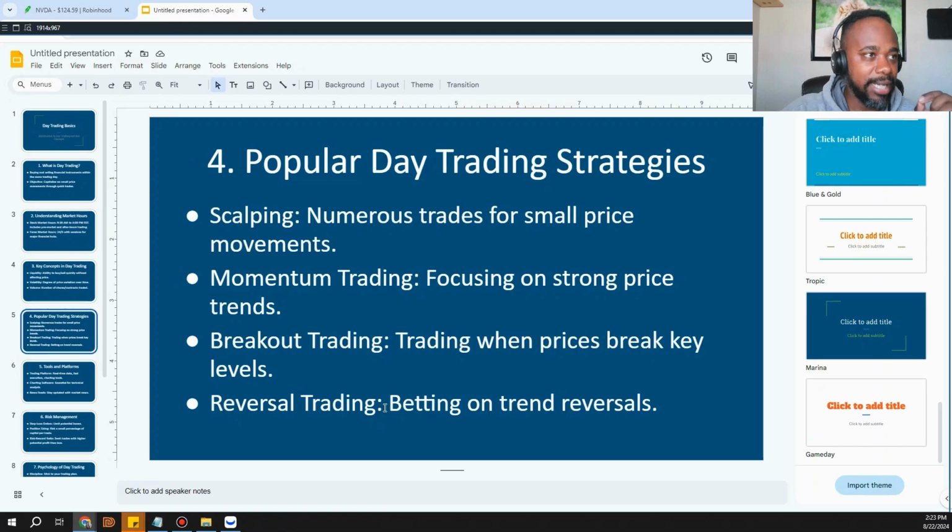Okay. And then you've got reversal trading, betting on trend reversal. So a lot of times you'll hear a term called bearish, right? Bearish is when you think the stock is going to come down, the overall markets are down. That's bearish. Bullish is when the market is up, it's green, everything is green, the stocks are going up. So it's important to know that.